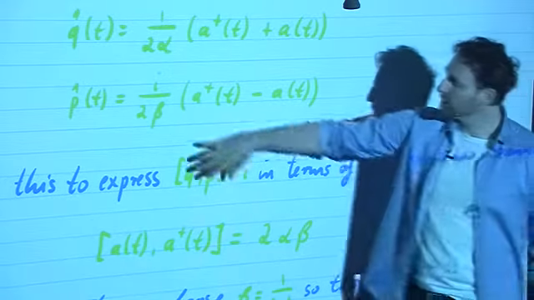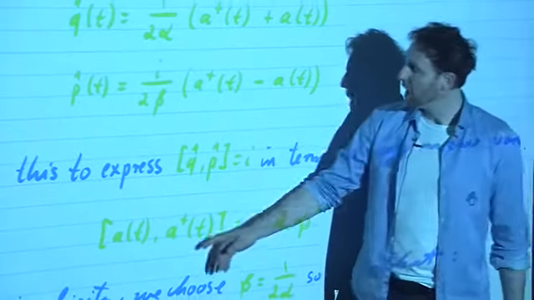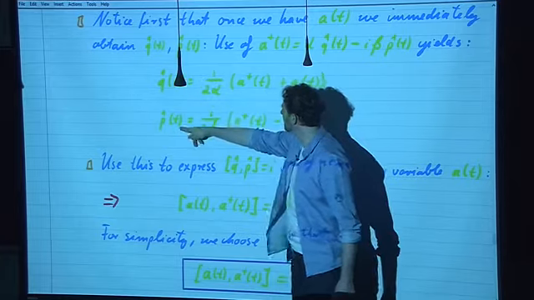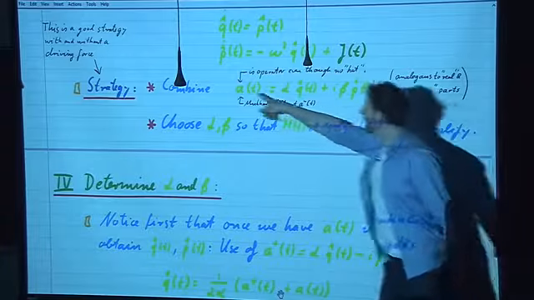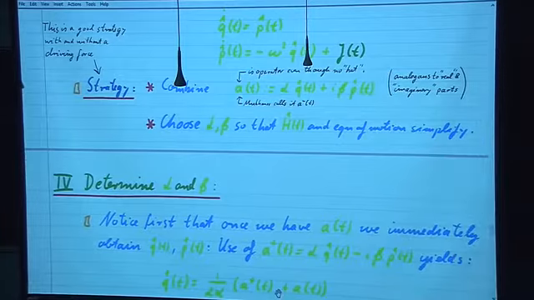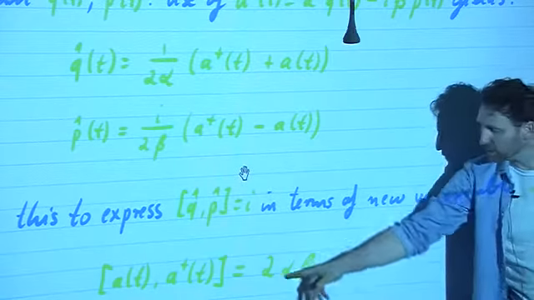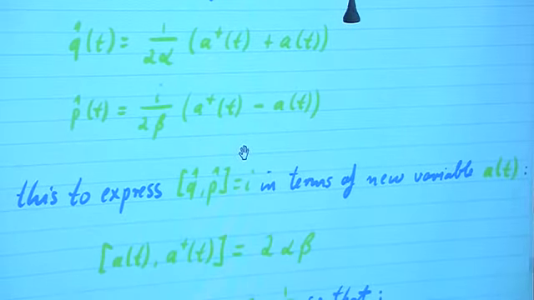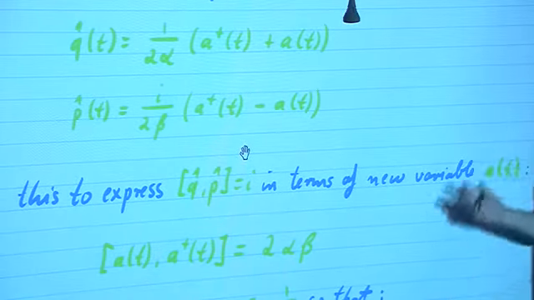And now we express that commutator in terms of the A and the A dagger. So what we find is that when we take the Q and the P expressed in terms of the A and A dagger, or the other way around actually, if we take A and A dagger expressed in terms of the Q and P, then we can calculate what the commutator is between A and A dagger. And it comes out to be 2 alpha beta. At this point, we could leave it at that, and we could say, all right, it just so turns out that the commutator between A and A dagger is 2 alpha beta.